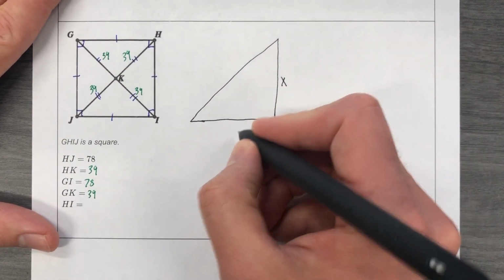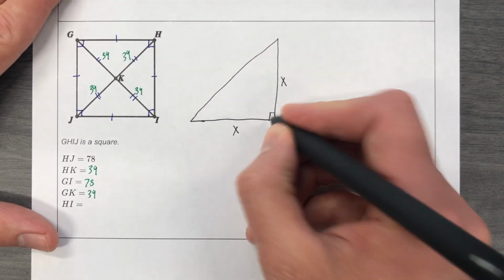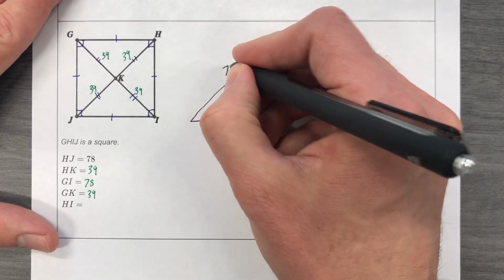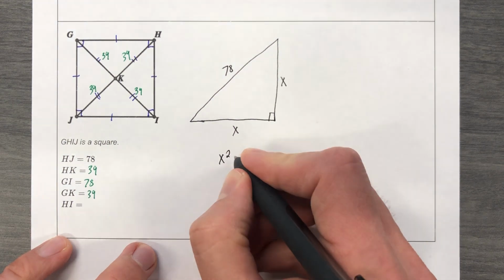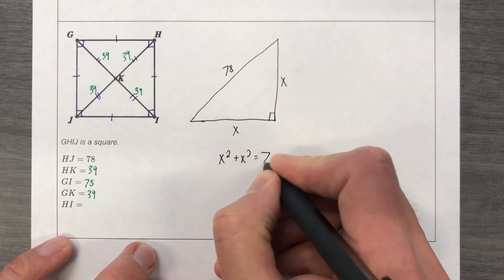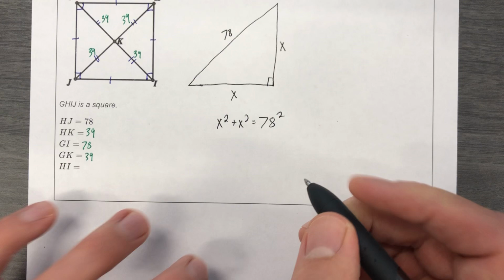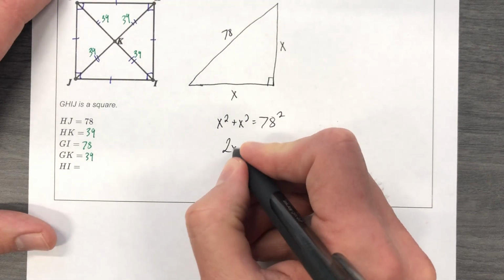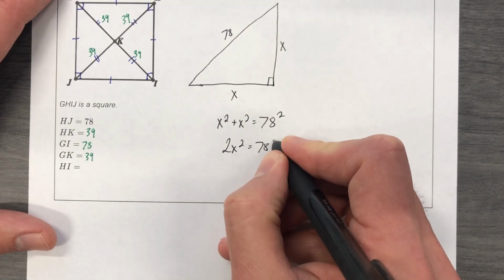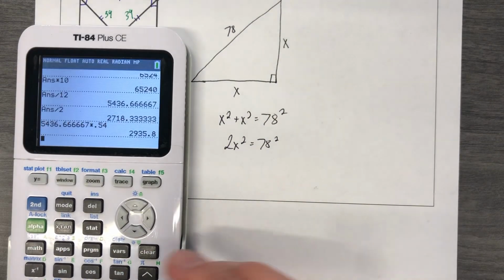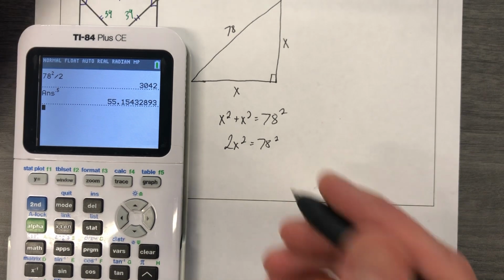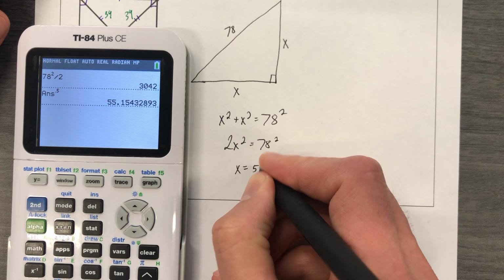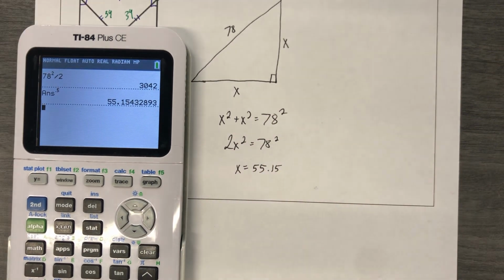We'll call it X. This is also the same length, and that's 90 degrees. And this is 78, and so we're in a Pythagorean situation immediately. So we have a squared plus b squared equals c squared. And we're going to just simplify this right quick. So 2x squared equals 78 squared. We'll find out what 78 squared is. By the way, there's a shortcut to this. You want it? Too bad. I'm not going to tell you what it is. And we have a length of 55.15. And that goes ahead and gives me my answer.